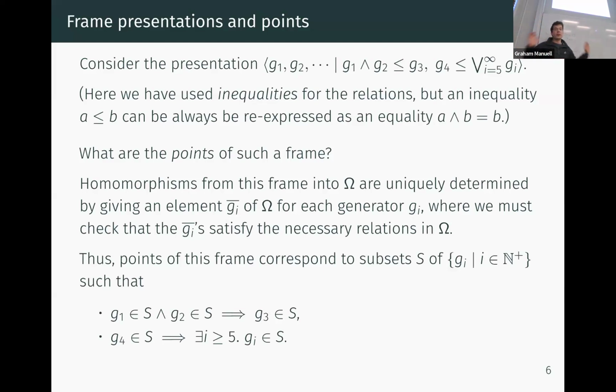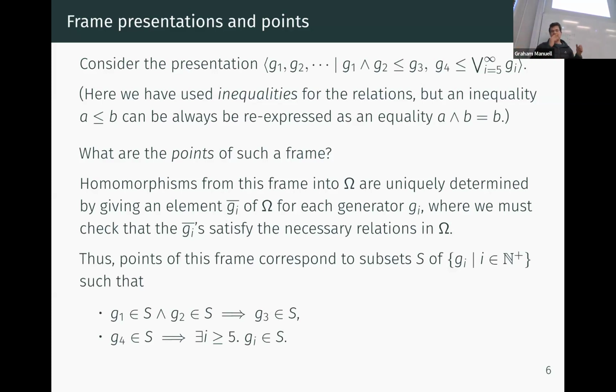So we use the universal property. The universal property says that we just need to say what happens to the generators. So the generators map to certain elements of omega. But by this correspondence between maps into omega and subsets, we're taking the subset of generators that map to true in omega. And now they need to satisfy these relations. So if G1 maps to true and G2 maps to true, and G1 meet G2 is less than G3, G3 better map to true, right? So we get the first relation.